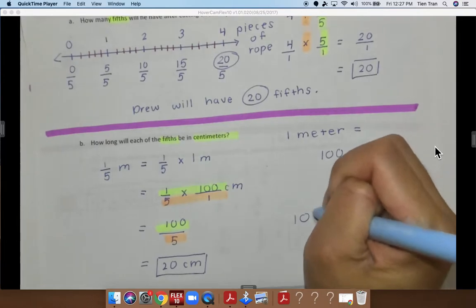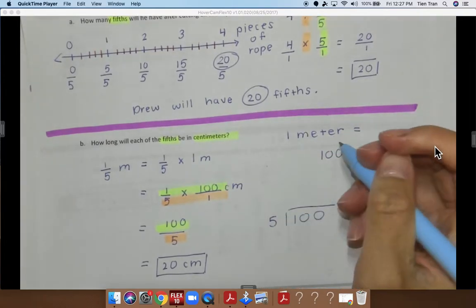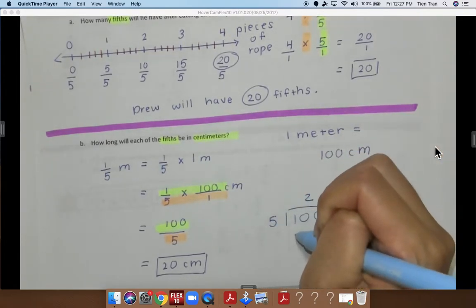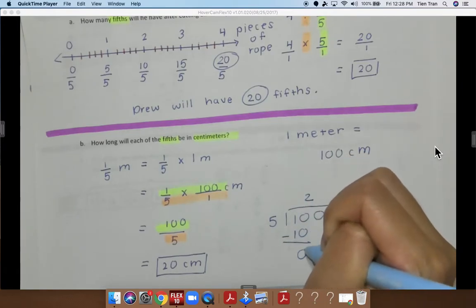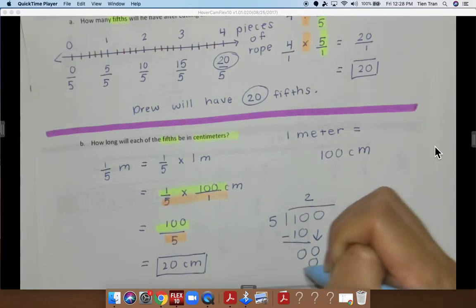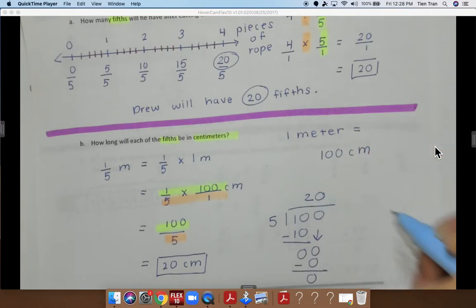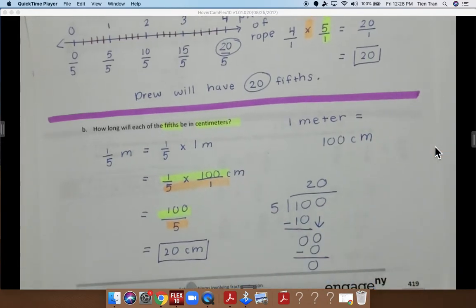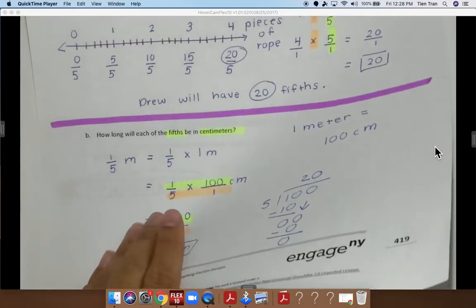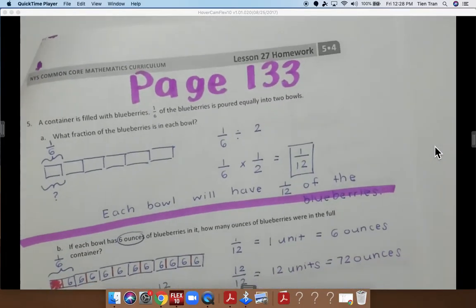I know that because if I were to solve it with long division, 5 can go into 10 2 times. 10 minus 10 is 0. Bring down your 0 and you get 0. So 20 is your answer, 20 centimeters. The last page, we have page 133. Please make sure you're turning to this page.